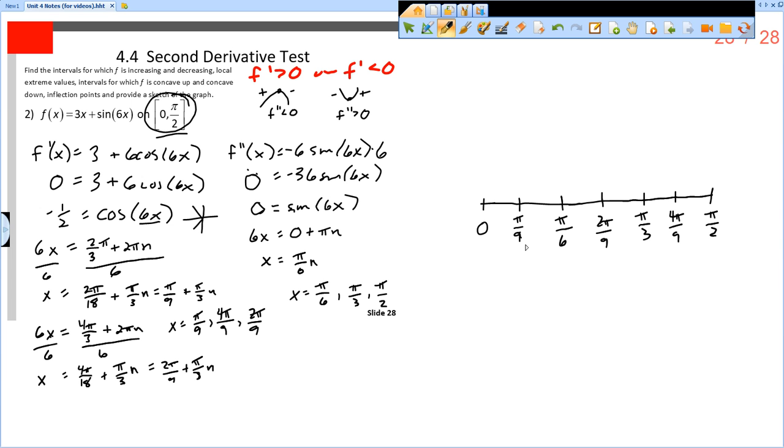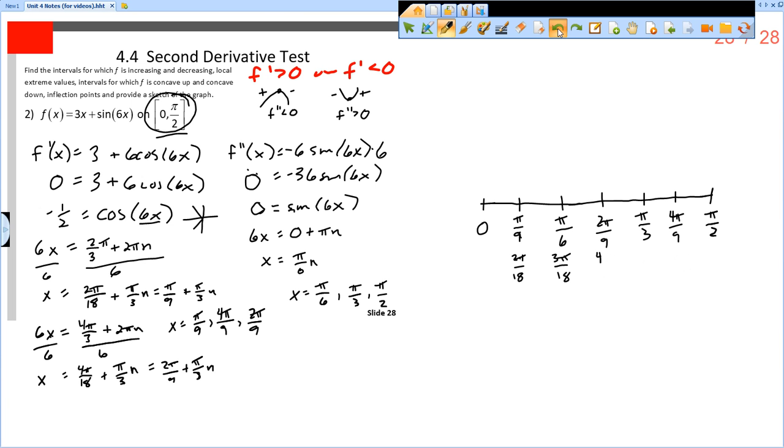Remember, pi over 9 would be 2 pi over 18. Pi over 6 would be 3 pi over 18. 2 pi over 9 is 4 pi over 18. Pi over 3, that would be 6 pi over 18. And this would be 8 pi over 18, right? So it looks like we're in the appropriate order. I apologize for that.